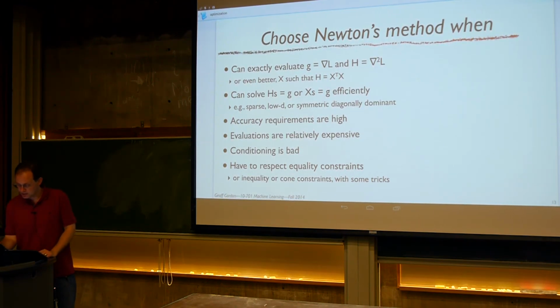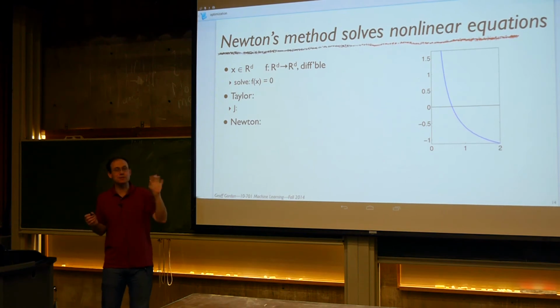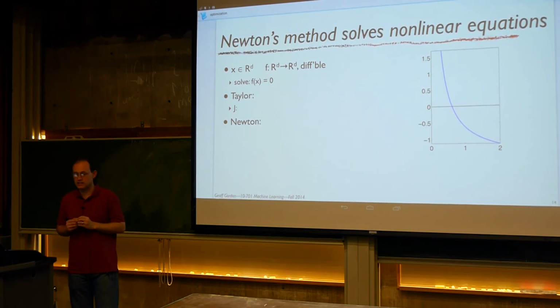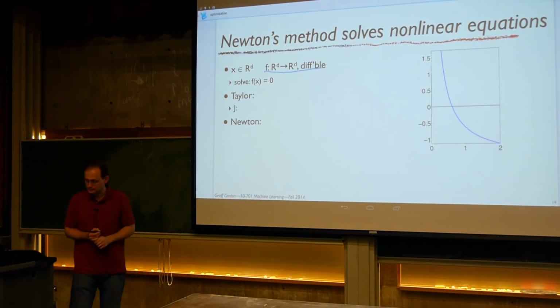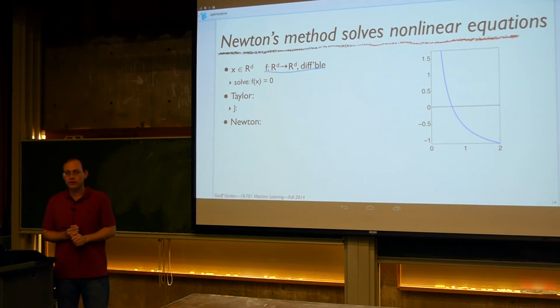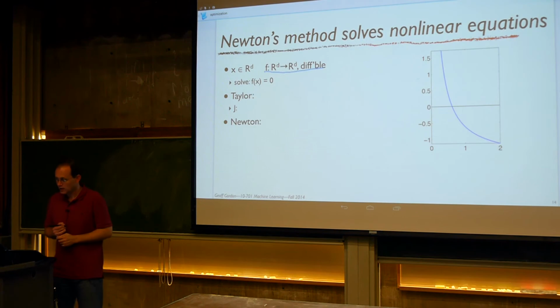So let's get started on an example of Newton's method. The basic version of Newton's method isn't even for minimization. It's for solving sets of equations, right? So if you have some nonlinear function f that's smooth, and you want to solve f of x equal to 0, that's what Newton's method was originally for. And then we're going to be able to repurpose it for minimization as well.